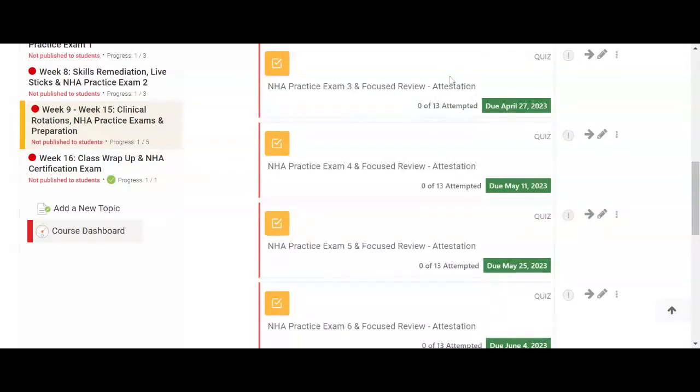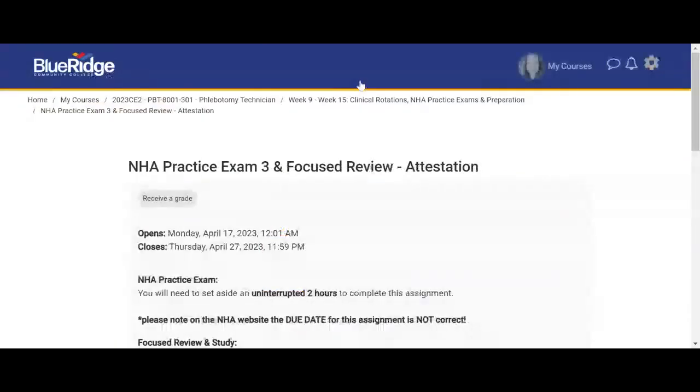The only difference is, you all have the same due date, but you could choose to do the exam and the focus review early in the week or in the middle, late. It doesn't matter. That part's up to you. Do you guys have any questions? If you do not do the attestation, I cannot give you credit. Feel comfortable with that?